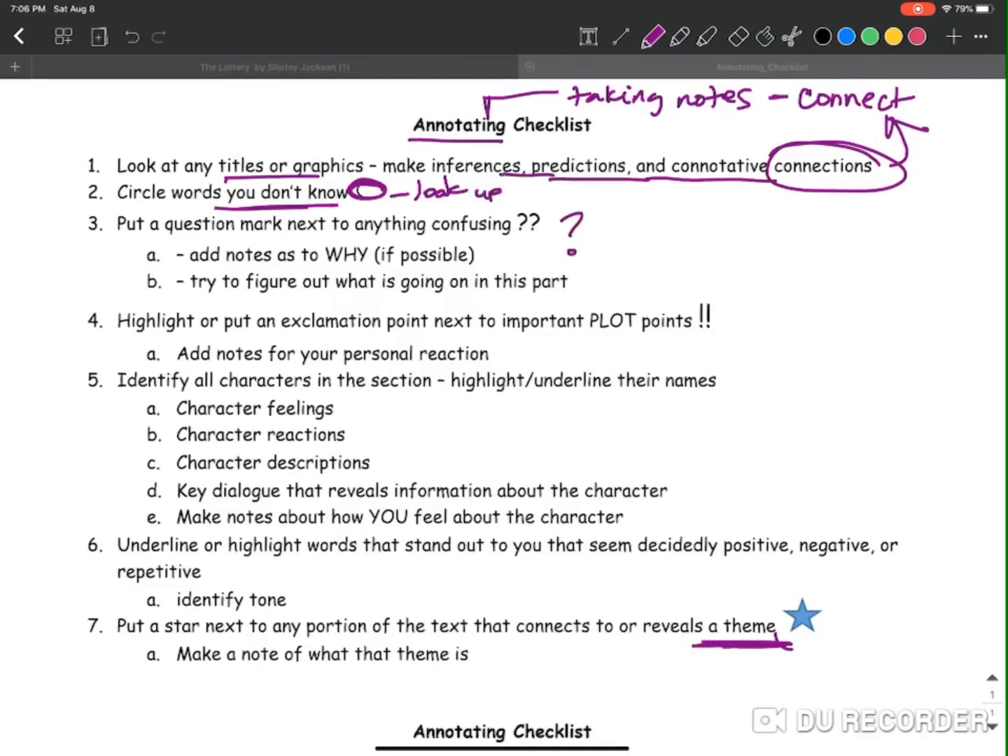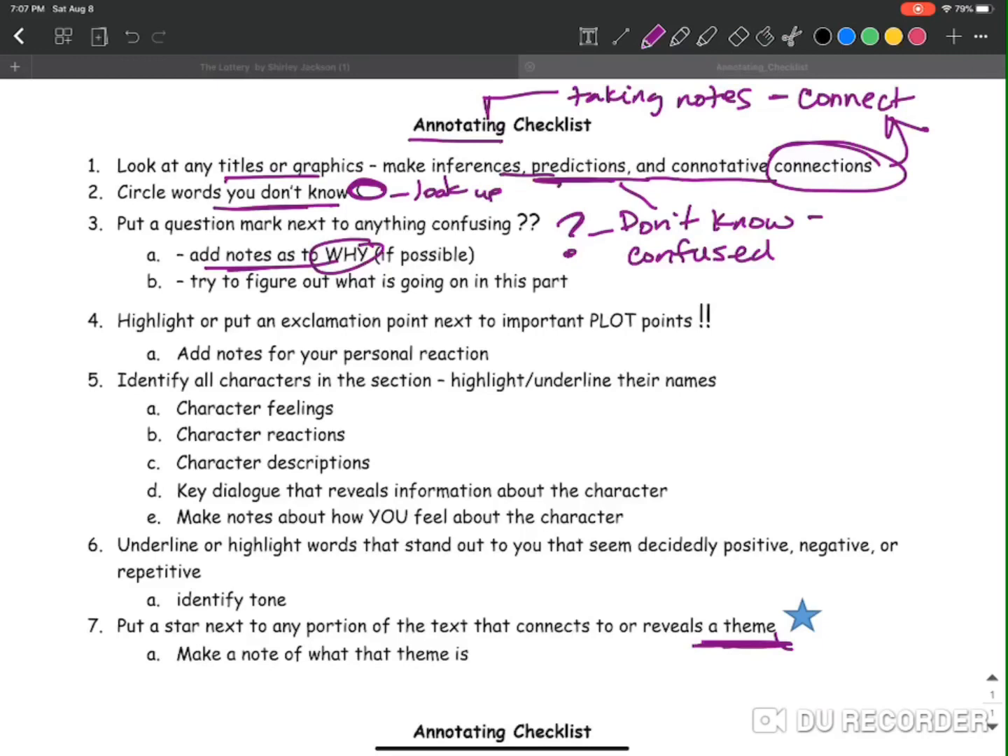Question marks are your friends. Question marks mean that you don't know. Now, this could be that you're confused, or this could be that you just straight up don't know. Maybe you're making a prediction and you think that could be the case, but you're not real sure, so you should come back and revisit it. So you put a question mark out next to it. Now, you obviously want to add notes. You don't want to just put random question marks all over the place. You want to let yourself know, for when you come back to it, why you put that question mark there.